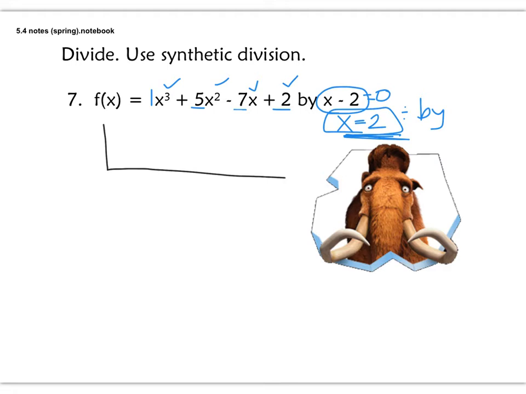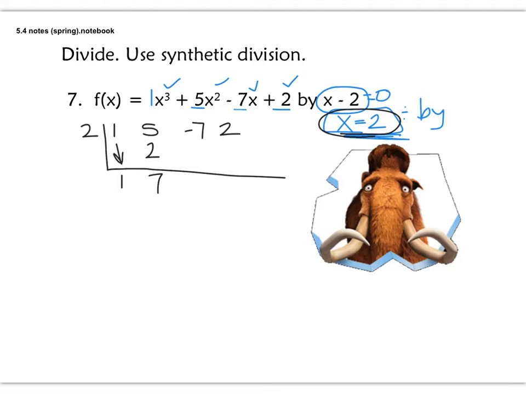Upside down kind of division looking thing. Coefficients. Whatever sign is in front stays with it. That's why that's negative. I'm dividing by x minus 2, so that means x equals 2. That's your change of signs. Drop the first one down. Multiply at the angles, right? 2 times 1 is 2. And then the columns straight up and down, that's where you're going to add.